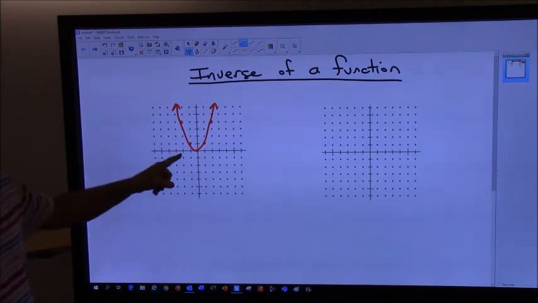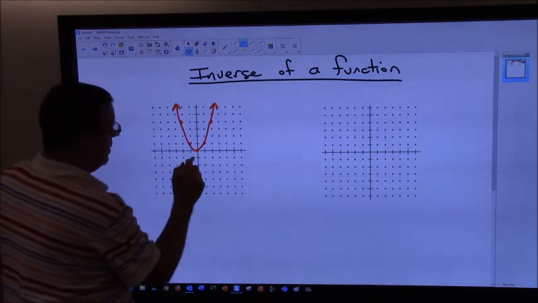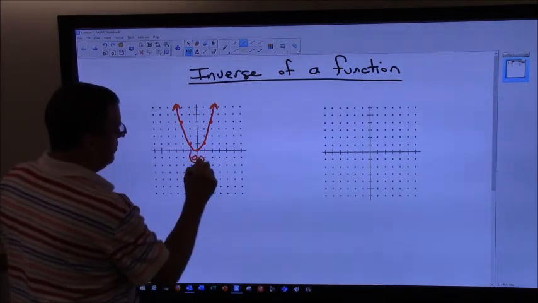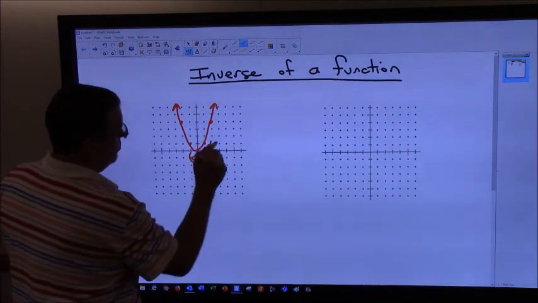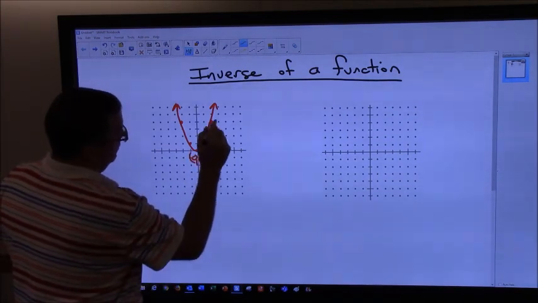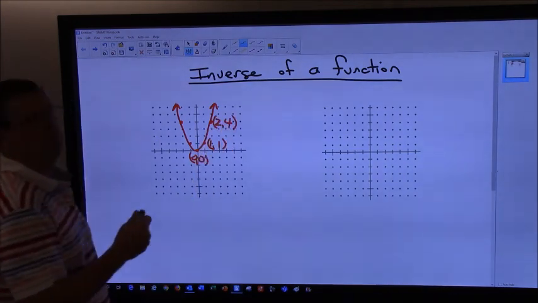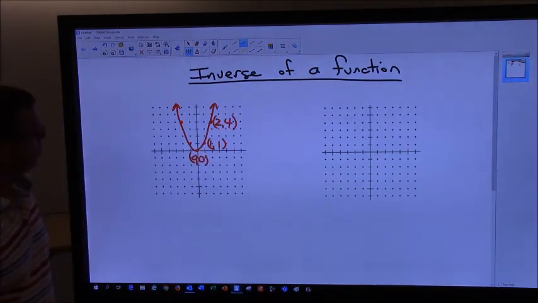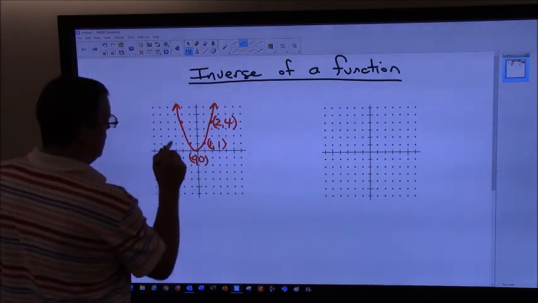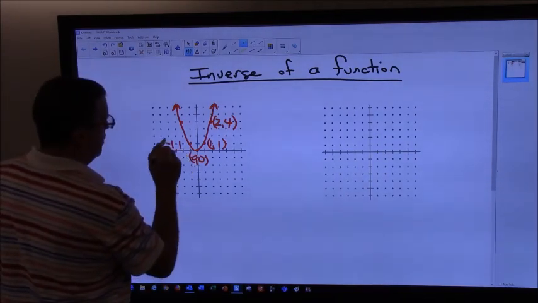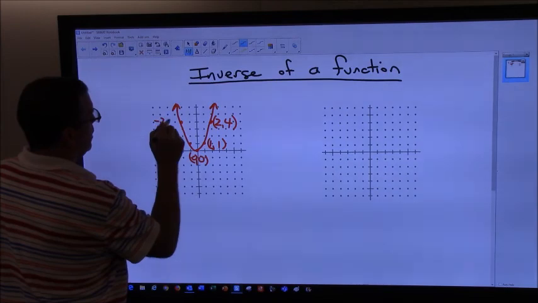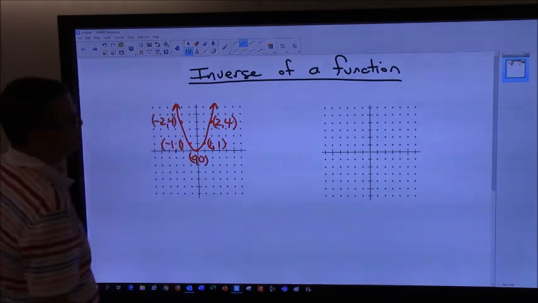Okay, so for example, we've got a parabola here. Coordinates would be 0, 0 for that point. This is 1, 1. This is 2, 4. So this is just the parent function of a parabola. Over here I've got negative 1, 1 and negative 2, 4.